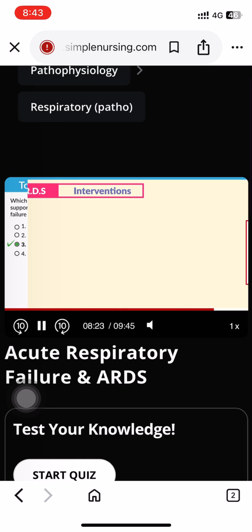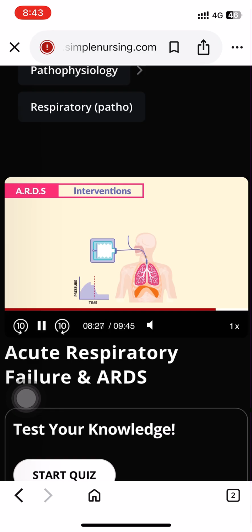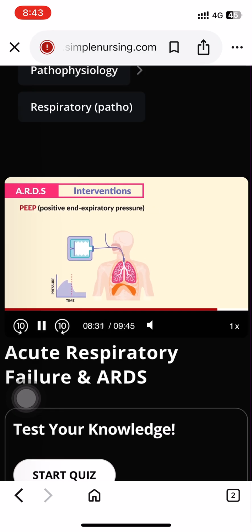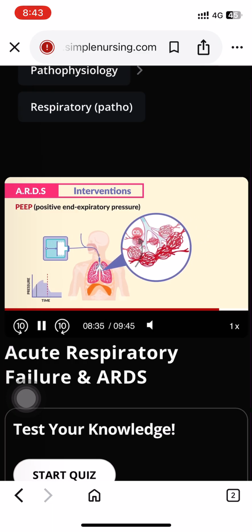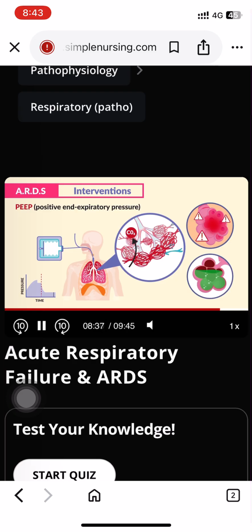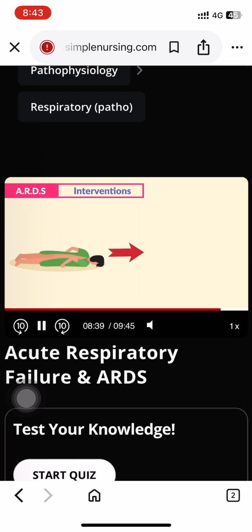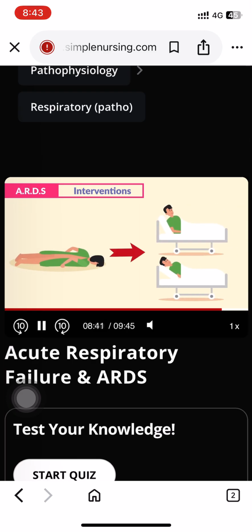Now switching gears to interventions. In ARDS, as mentioned before, the only thing that's really going to help is that ventilator on PEEP. That positive pressure that pushes oxygen in to force gas exchange through that inflammation and the fluid, as well as rotating our client to move that fluid around.